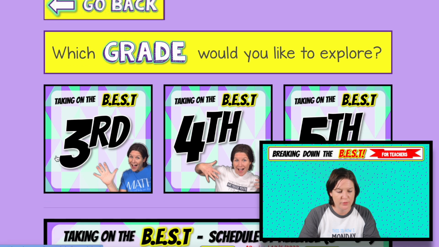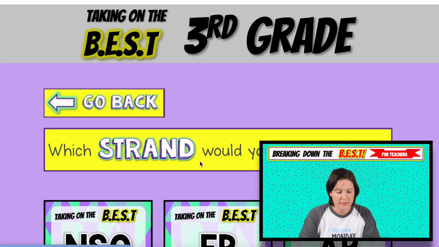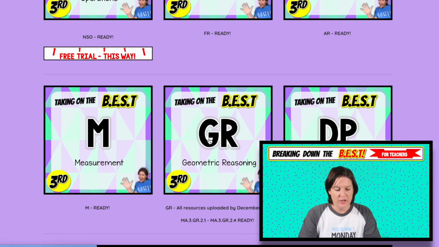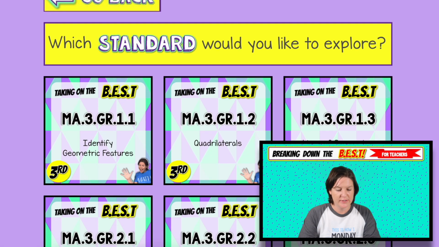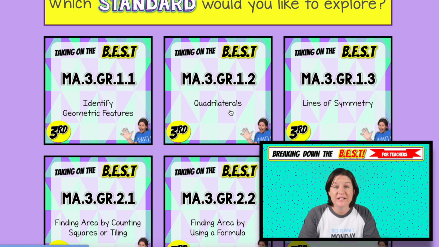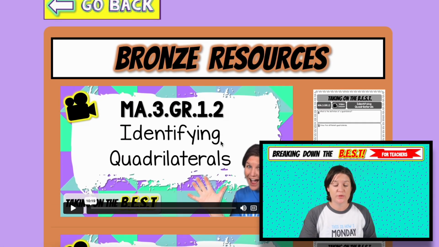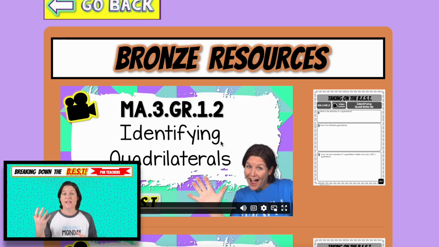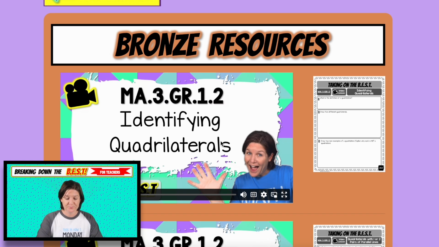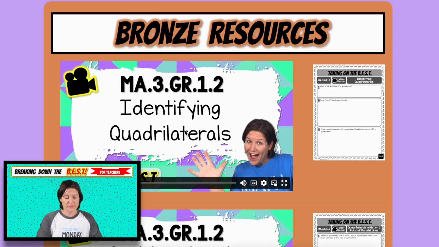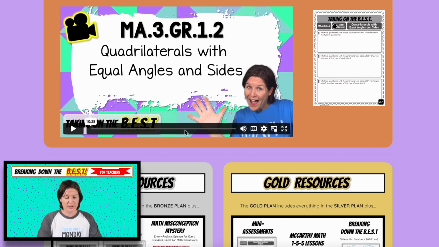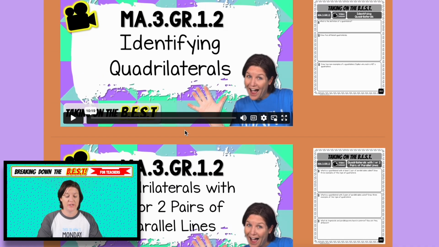We're going to go to 3rd grade, down to the GR strand, and click on MA.3.GR.1.2, which involves quadrilaterals. And right away, you're brought to the bronze resources. So the bronze level contains a video lesson and a printable student page where students can record their notes from the video. So in the first one, we've got 1, 2, 3 videos for this particular standard.